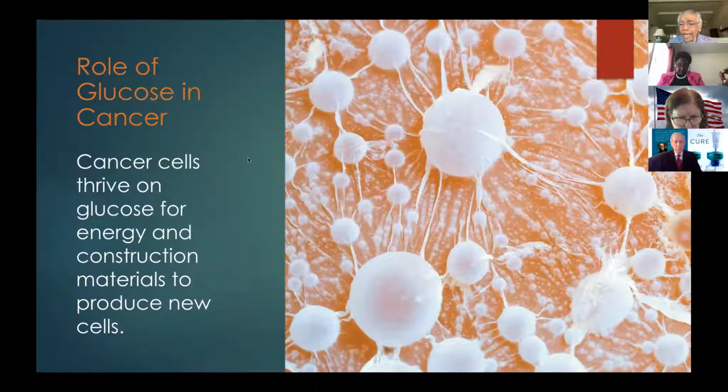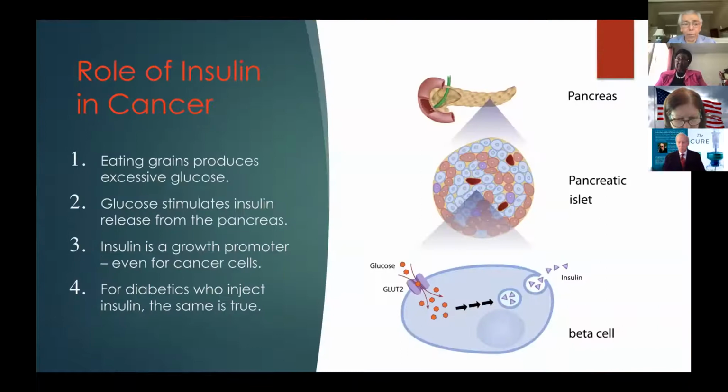Why? Because for cancer cells to get any cell to divide, it needs three things. One is materials for construction of a new cell, energy source, and then a promoter. And glucose provides not only the energy, but also the construction materials for new cells. And elevation of blood glucose stimulates the pancreas to release insulin. Insulin is a growth promoter, including growth of cancer cells. So if you are a diabetic, you have a double problem, increased blood glucose as well as increased insulin.